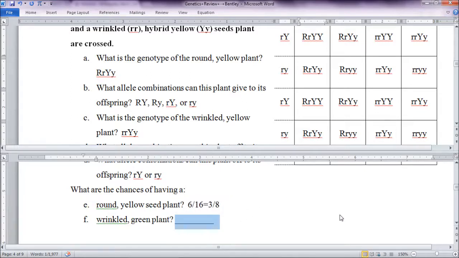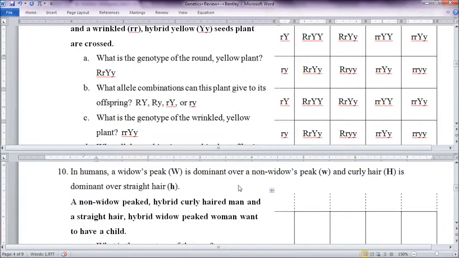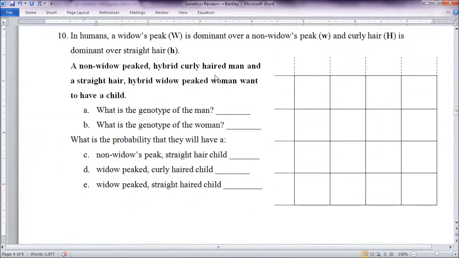So a wrinkled green plant is going to be little r, little r, little y, little y. So here's one, and here's our second. So that is a 2 in 16 chance, which is the same thing as 1 in 8. You may notice that your simplified chances actually match what it would be if you had simplified your Punnett square by leaving out these second 2 rows. But there you go. Alright, so I'm going to remove my split and move on to number 10.